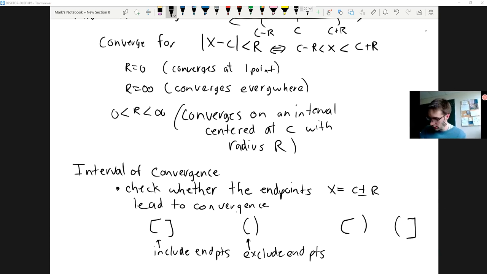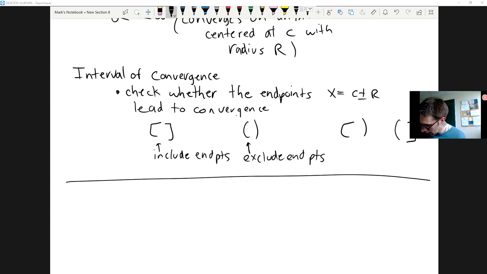All right, so let's do an example here. Let's see how we can actually compute the radius or interval of convergence for a particular power series. All right, and so we'll look at the sum from n equals 0 to infinity of x to the n over 2 to the n.